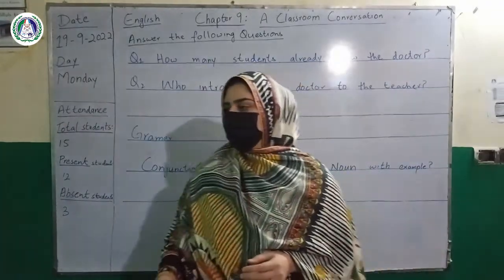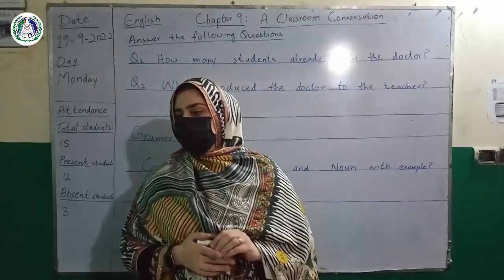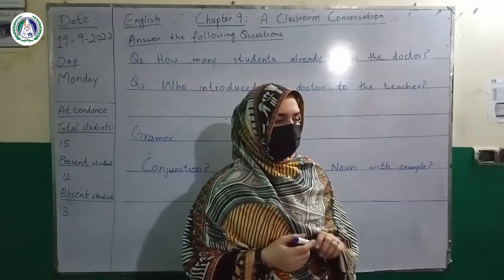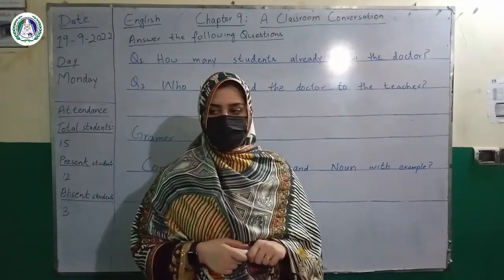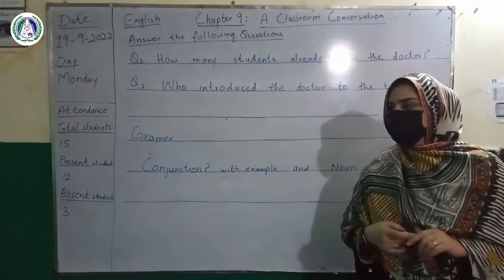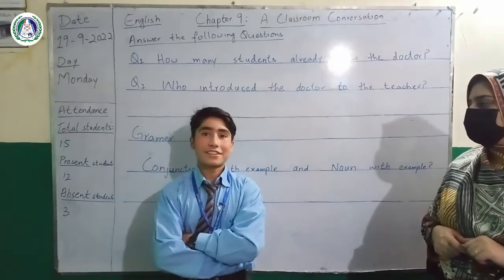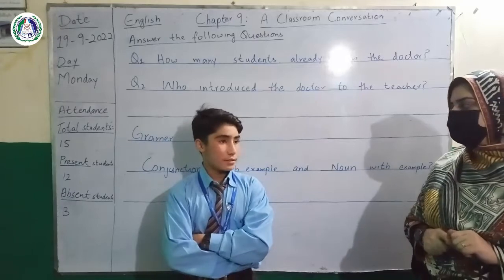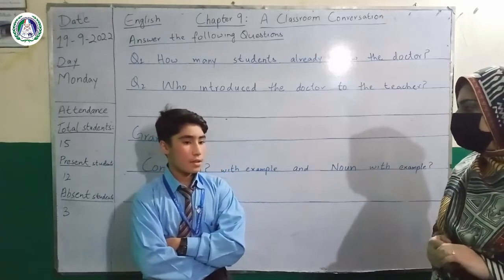This is all done for English A. We will proceed to English B, grammar. What do you know about conjunctions? Anyone? Jawad, please come on stage. Conjunctions are words that are used to join sentences. Very nice. Would you like to give a few examples of conjunctions?